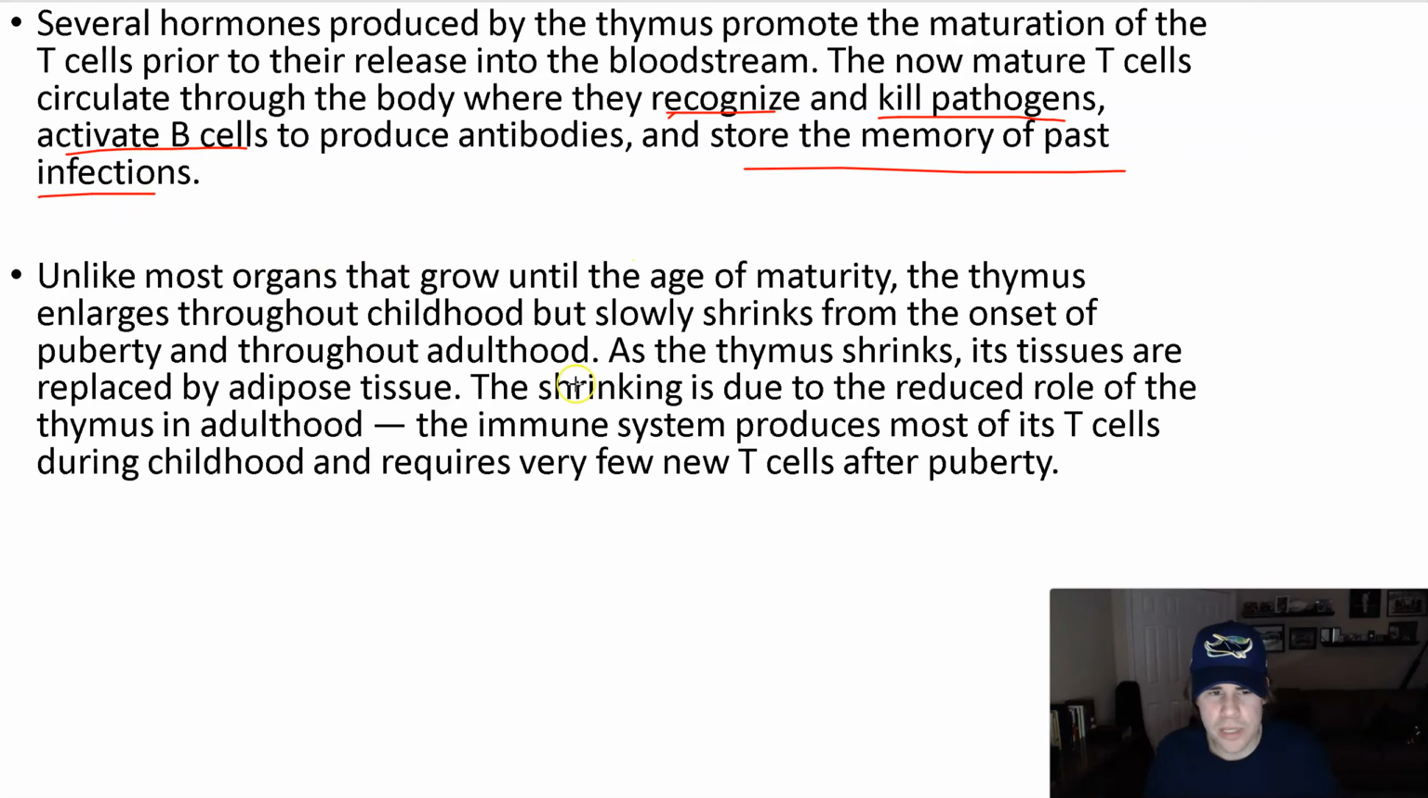Unlike most organs, the thymus enlarges through childhood, but slowly shrinks from the onset of puberty. It's replaced by adipose tissue. So again, the shrinking is due to the reduced role of the thymus in adulthood. The immune system makes most of its T cells during childhood and requires very few new T cells after puberty. So it's very important, of course, in development.